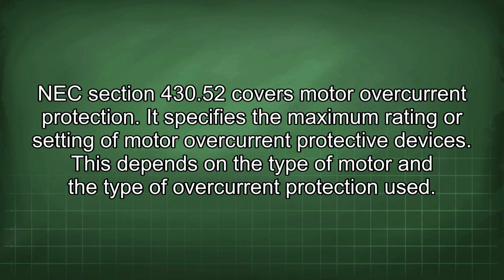NEC Section 430.52 covers motor overcurrent protection. It specifies the maximum rating or setting of motor overcurrent protective devices. This depends on the type of motor and the type of overcurrent protection used.